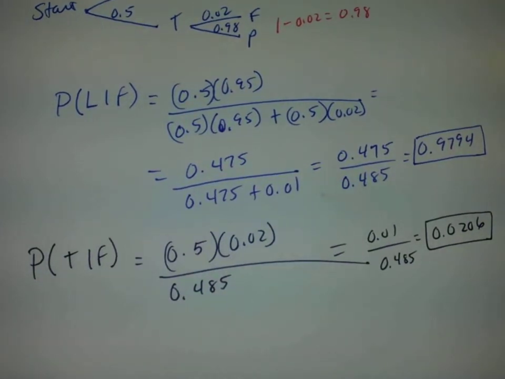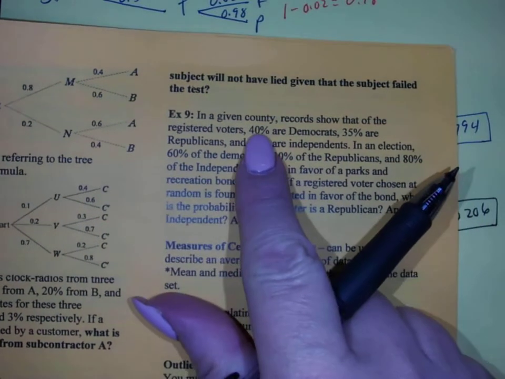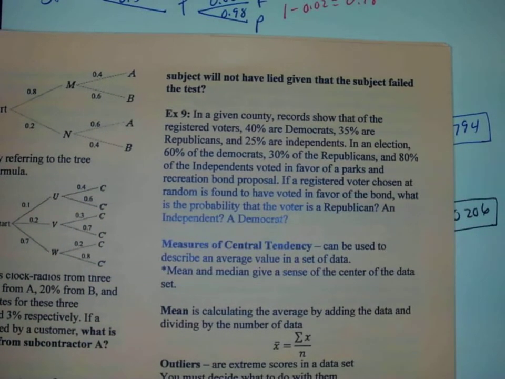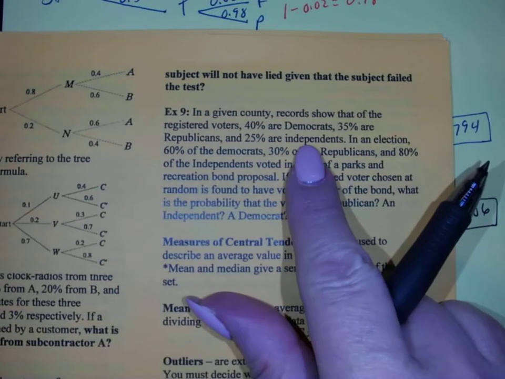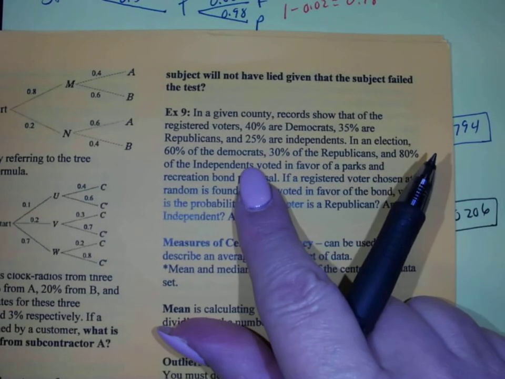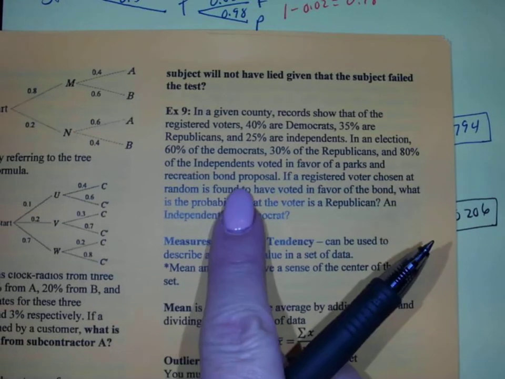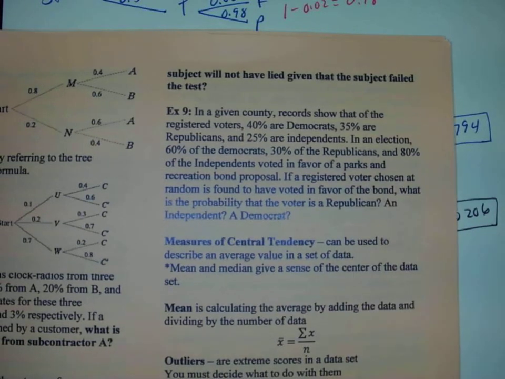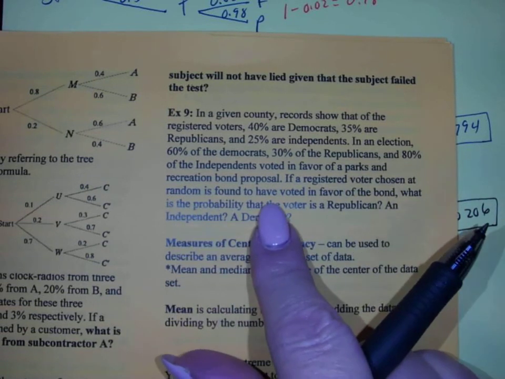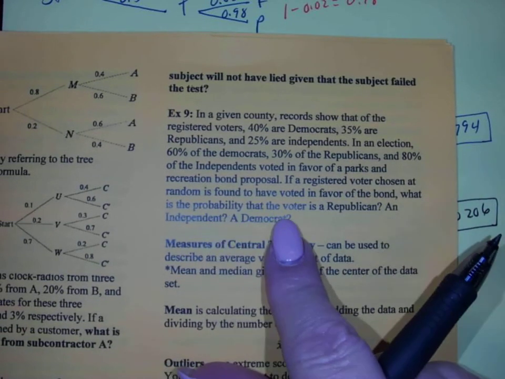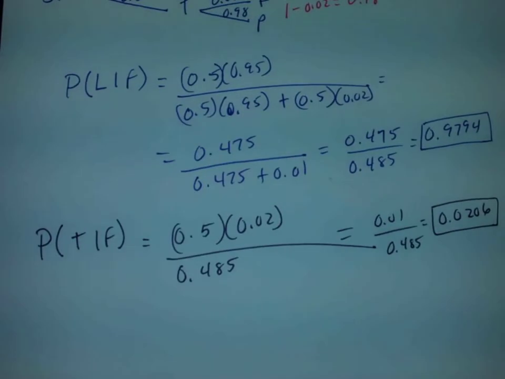All right, so we've got one more of these Bayes problems. In a given county, records show that of the registered voters, 40% are Democrats, 35% are Republicans, 25% are independents. In an election, 60% of the Democrats, 30% of the Republicans, and 80% of the independents voted in favor of a parks and recreation bond proposal. If a registered voter chosen at random is found to have voted in favor of the bond, what is the probability that the voter was a Republican, an independent, or a Democrat?